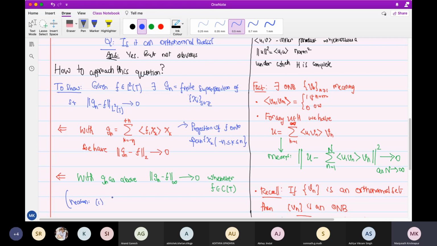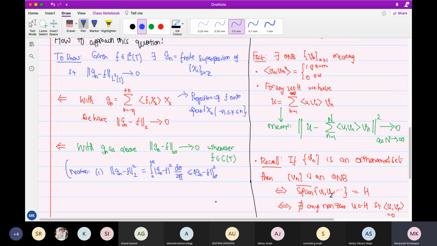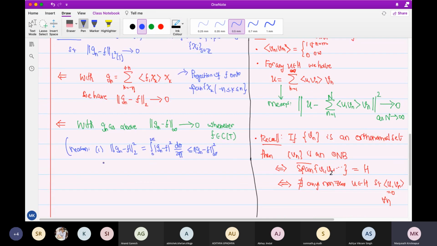So first one is that the L2 norm squared of Gn minus f is the integral from 0 to 2 pi of Gn minus f squared d theta over 2 pi, right? Now, if you have shown that the sup norm is small, that is bounded by the sup norm of Gn minus f squared and the integral of 1, which is 1 because of d theta over 2 pi. So this is bounded by this. So if this goes to 0, then this also goes to 0. But this we are showing only for continuous functions.